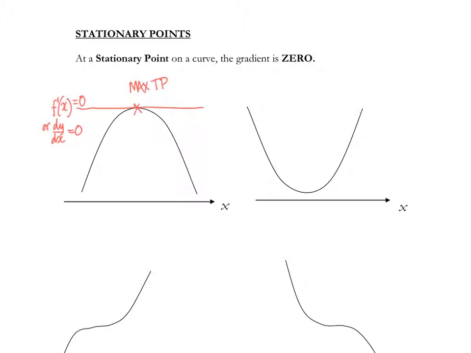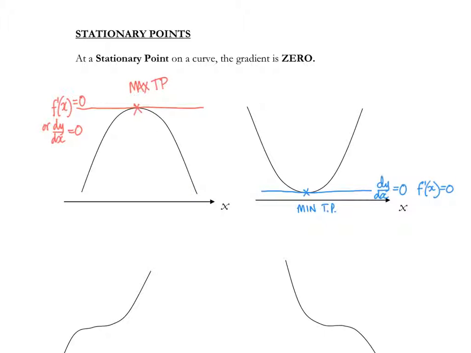If we look at the second one, for a minimum turning point, again we've got a stationary point where dy by dx is equal to 0, or f dash of x is equal to 0, so the gradient is 0, and at that point there we've got a minimum turning point.